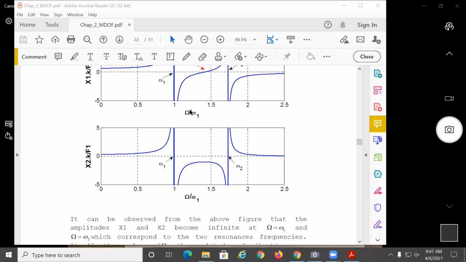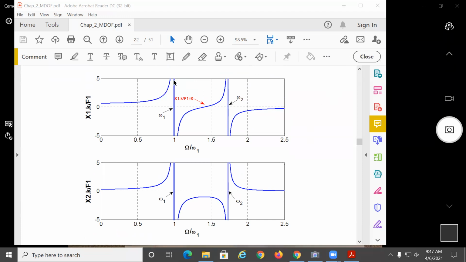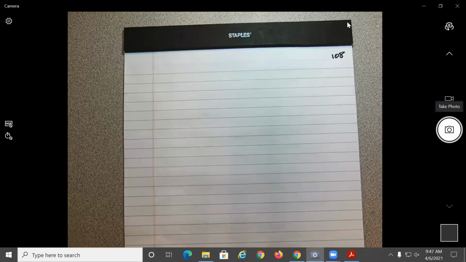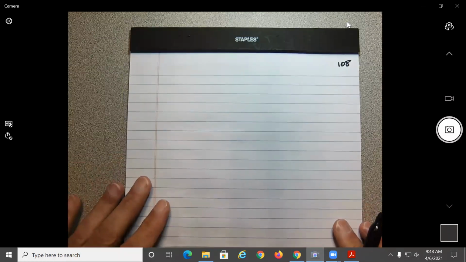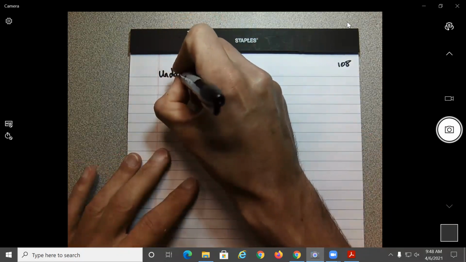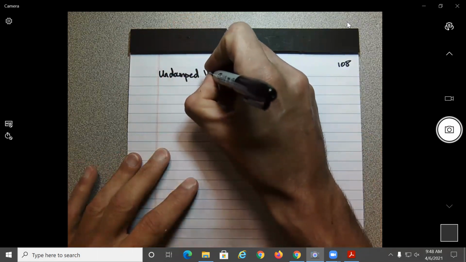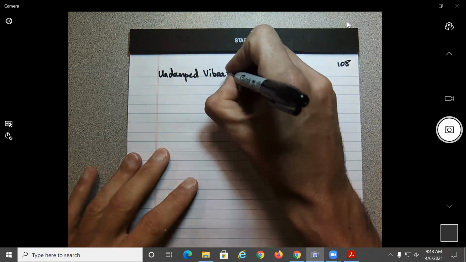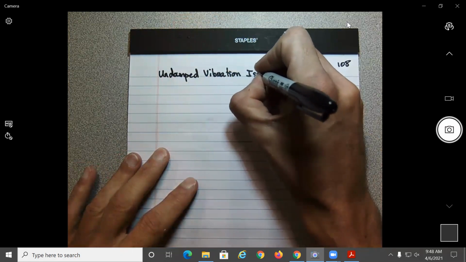And the first thing we're going to do is see how we can select the mass or the stiffness in order to go away from the resonance frequency on the isolator, sorry. All right, so let's do that. And there we go. So here would be the first one we're going to do, undamped vibration isolator.